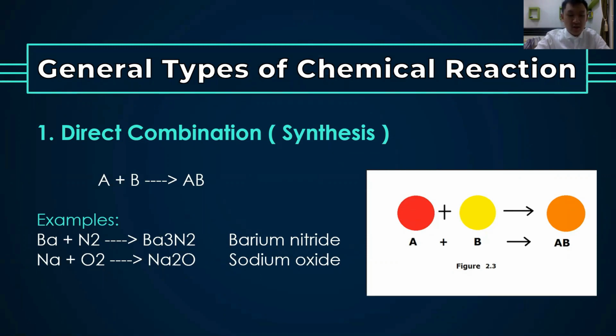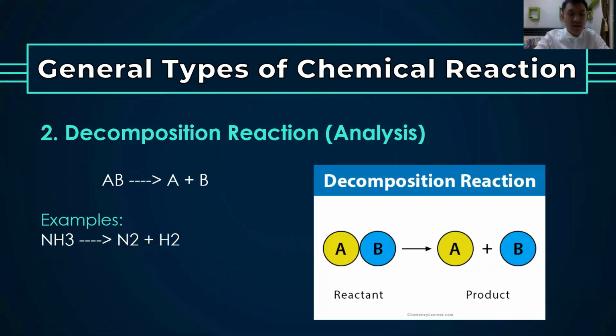The next general type of chemical reaction is decomposition reaction or analysis, which uses the formula AB yields A plus B. An example of a decomposition reaction or analysis is ammonia or NH3 yields nitrogen gas plus hydrogen gas.